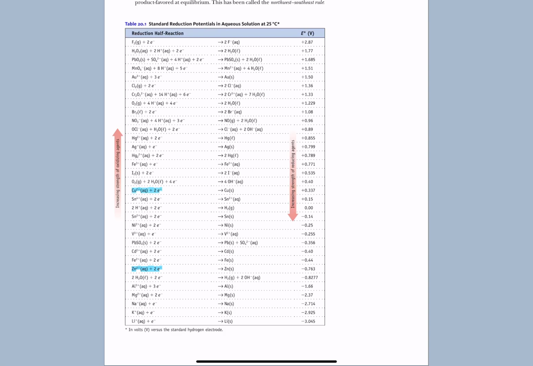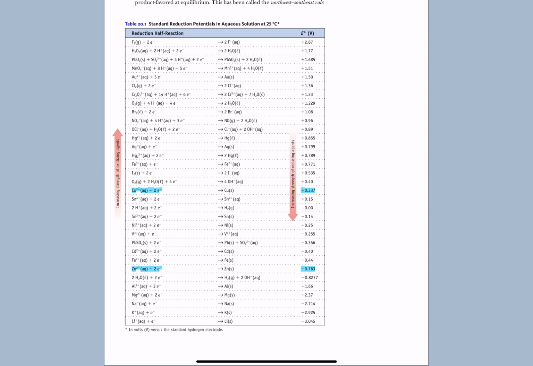You'll notice that this one has a positive 0.337. This one has a negative 0.763. How would I calculate their voltage? Well, the zinc electrode has the most negative voltage. So it is non-spontaneous as written. So therefore, I would reverse that half reaction and show it losing electrons instead of gaining. So zinc will be losing electrons, meaning it'll be oxidized, it'll be the anode, and it'll be a positive 0.763 volts, which when I add it to the 0.337 volts gives me 1.10 volts for a zinc copper battery.